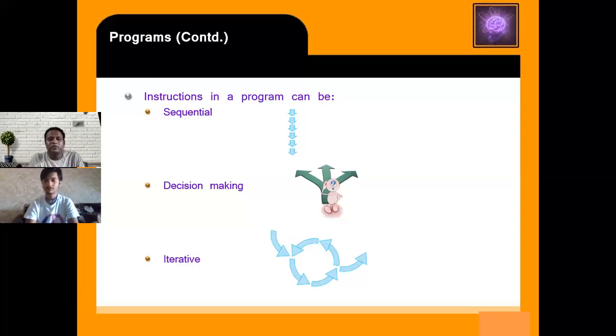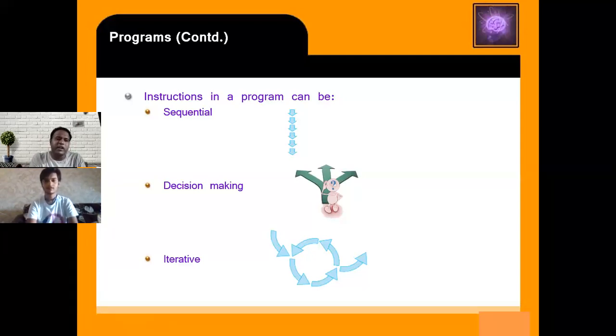So every time it is notifying you. Decision making is what? If you perform any task, then it notifies you of the operations you are going to perform, whether you accept or not. If you accept, then it allows you to go to the next step. So that is the decision-making part you can have in an instruction.